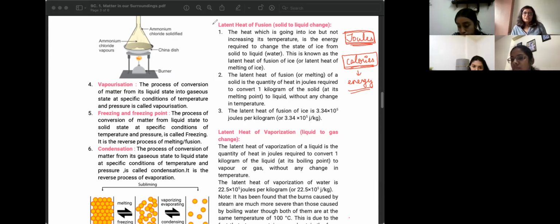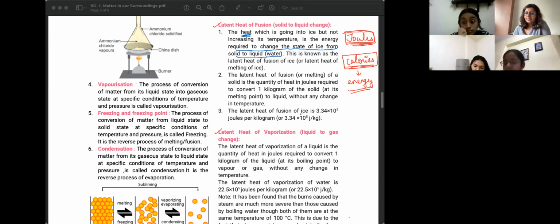So these definitions, latent heat of fusion, vaporization, whenever you come across them, the numbers will be given in terms of joules only. For example, latent heat of fusion is the quantity of heat energy required to change the state of ice from solid to liquid. For water, it takes this much energy to change 1 kilogram of ice from solid to liquid: 3.34 into 10 to the power 5 joules per kilogram.